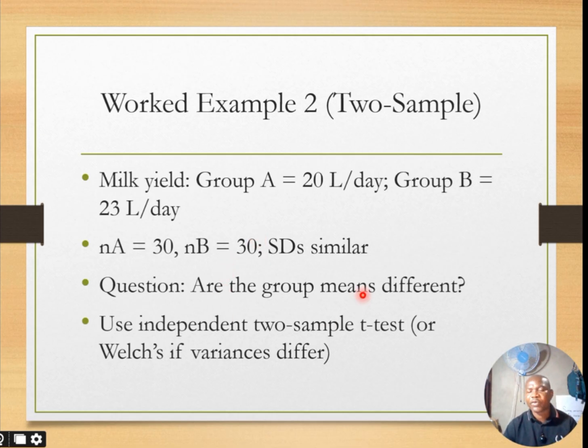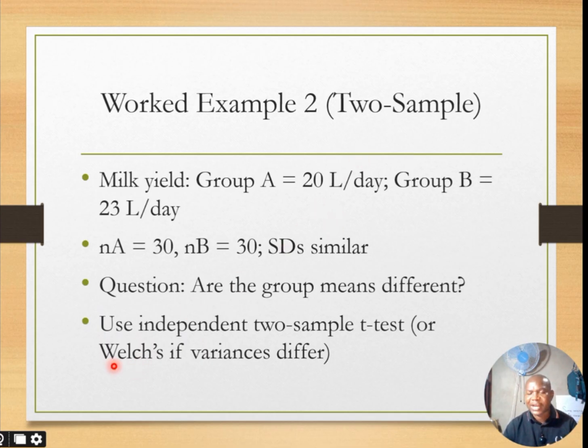So the same pattern we follow for one sample t-test is also what we do here. After we have arrived at the appropriate t-test, the next thing is to test our findings. But take note, if the variances are different, then we have to use the Welch test instead of using the independent sample t-test.